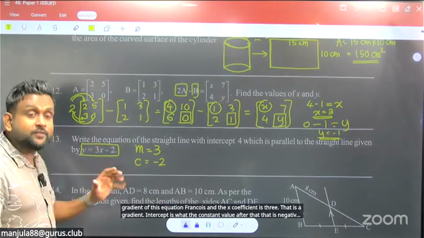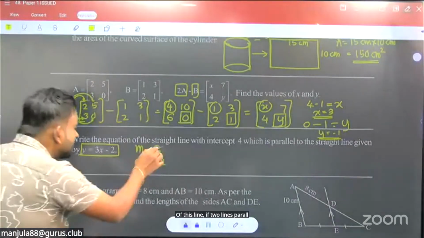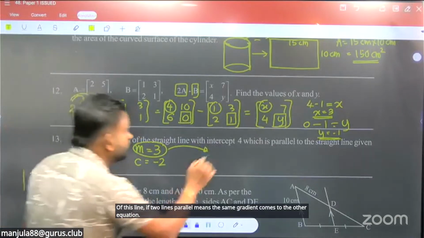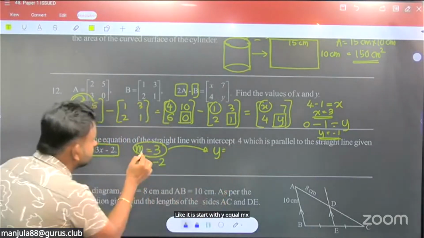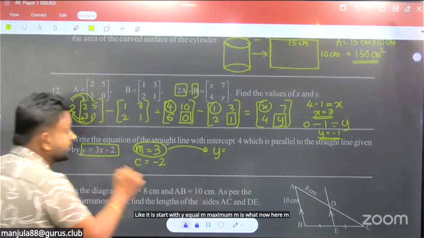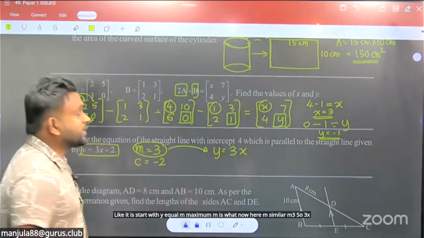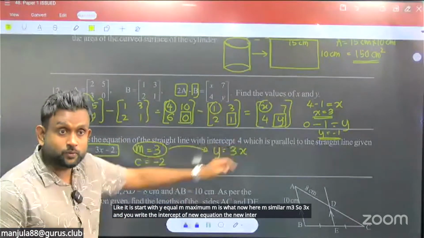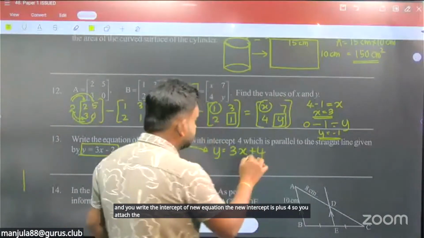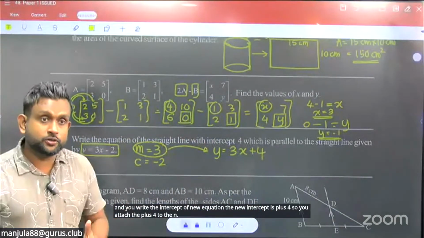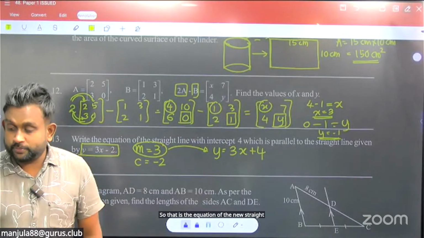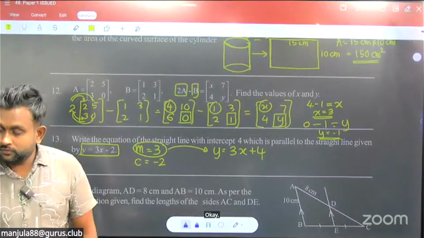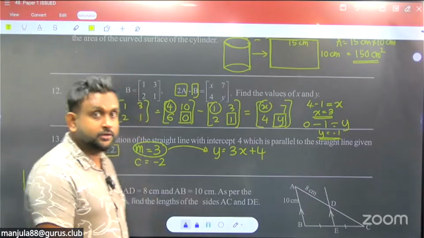If two lines are parallel, they have the same gradient in the other equation. It starts with y equals mx. What is m now? Here m is similar, 3. So 3x, and then you write the intercept of the new equation. The new intercept is plus 4. So you attach the plus 4 to the end. So that is the equation of the new straight line, y equals 3x plus 4. Okay. Right. Fine. Any doubts, you can ask.